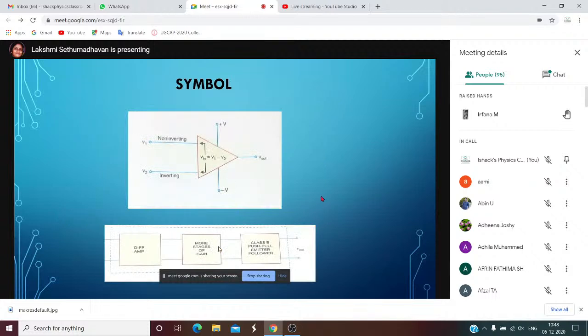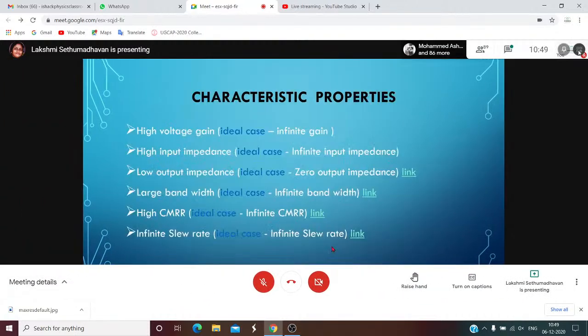Moving to the next slide. This is the symbol of op-amp. You give your biasing here, plus VCC and minus VCC. That is, you usually give dual biasing, plus and minus. If this is plus 15 volt, this is minus 15 volt. Your differential input is V1 minus V2. So coming to the details, as we have already discussed, the first stage of the op-amp is a differential amplifier. Then there will be multi-stages of amplification over here. And the last stage is usually a class B amplifier.